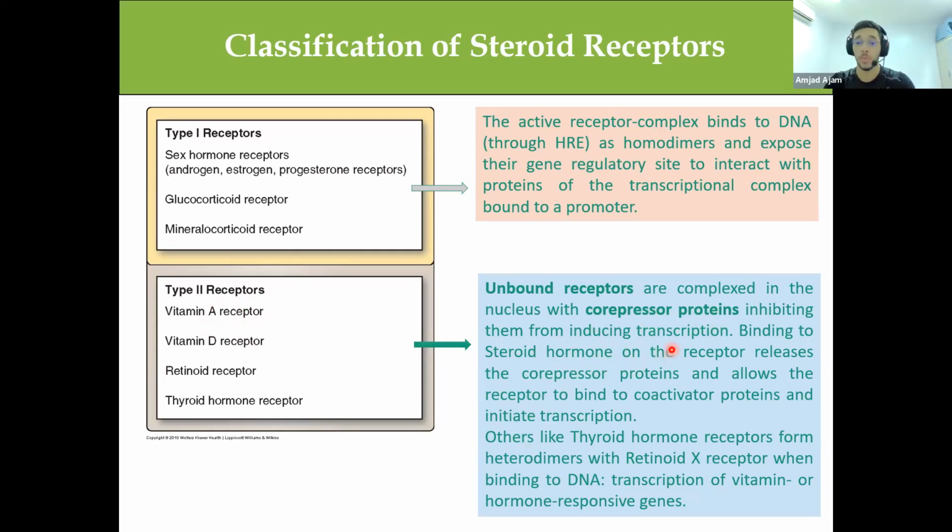However, on the other hand, when the hormone comes into the nucleus, it will bind to the receptor. Then the co-repressor proteins will be released. The co-activator proteins will come into play and then initiate transcription.